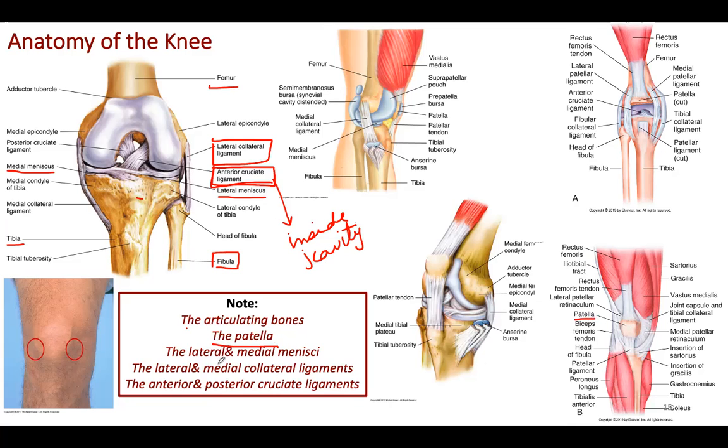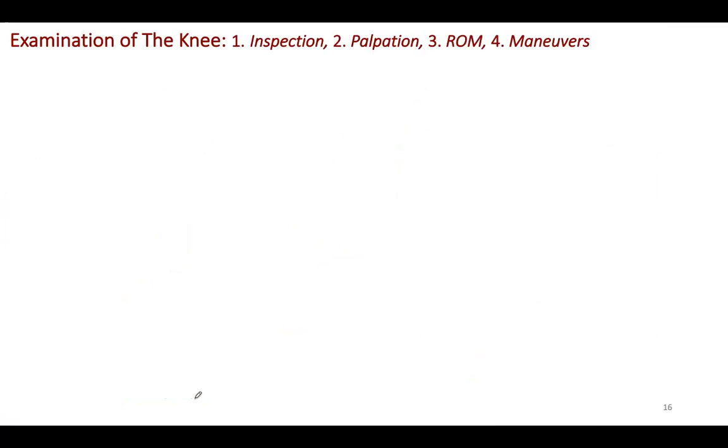Lateral and medial menisci, we talked about them. Lateral and medial collateral ligaments, anterior and posterior cruciate ligaments, we talked about all this. Okay, so this is mainly what I want to talk about in the anatomy. Examination.